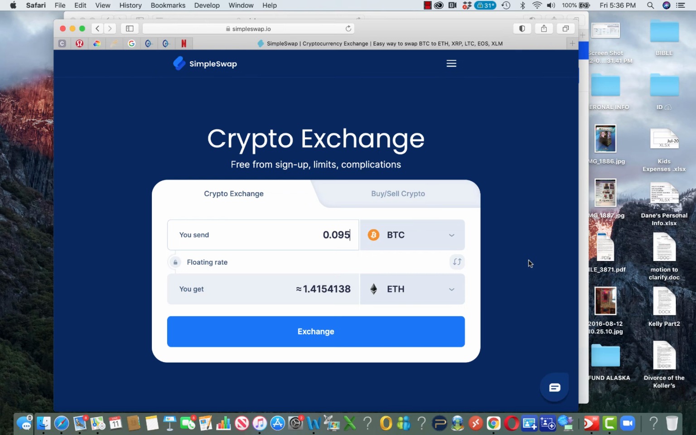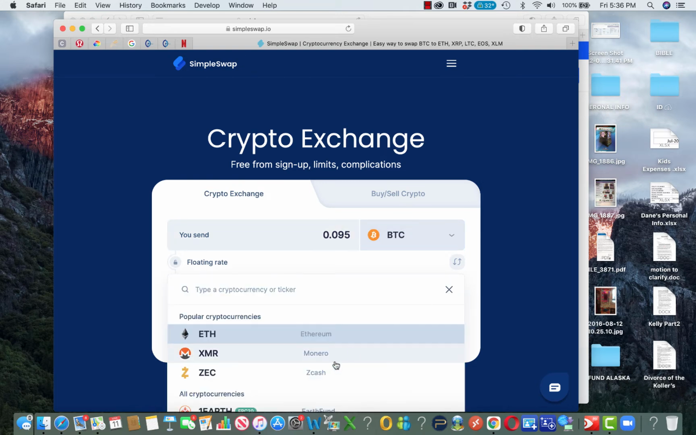In this video, I'm going to show you how to use Simple Swap. You can swap any crypto that you have for any crypto that you need. You just simply go to simpleswap.io and let's just say you happen to have Bitcoin, but you need Ethereum or you need any of these others.